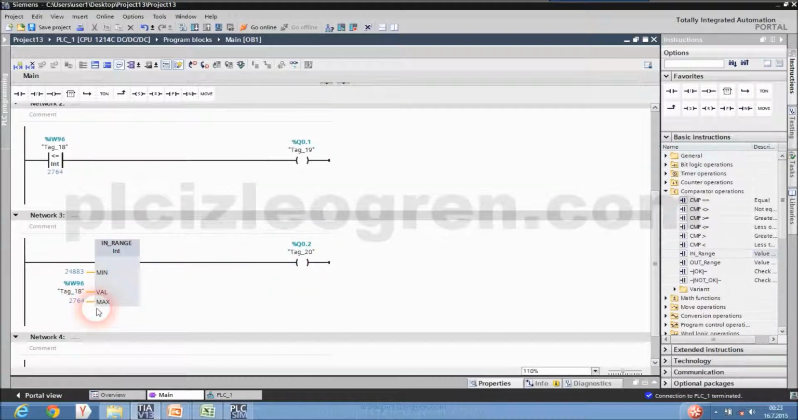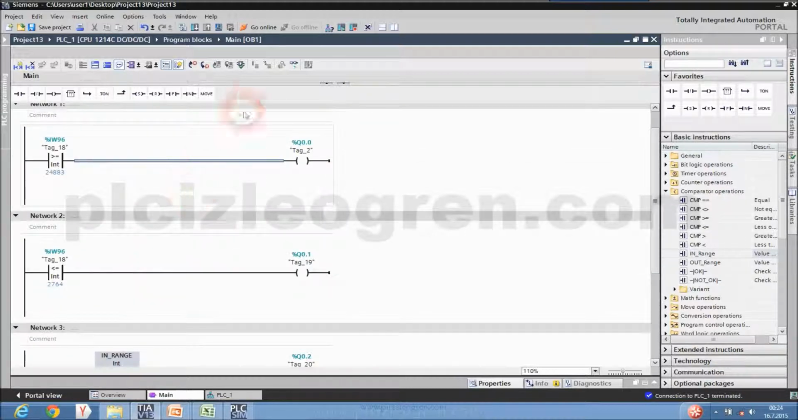If this value is between two values, meaning if pressure is between two values, you can think that the system is running normally. For that, I used an in-range command. You can do that with compare commands too, but in this case I preferred a range command. It was easier for me this way.